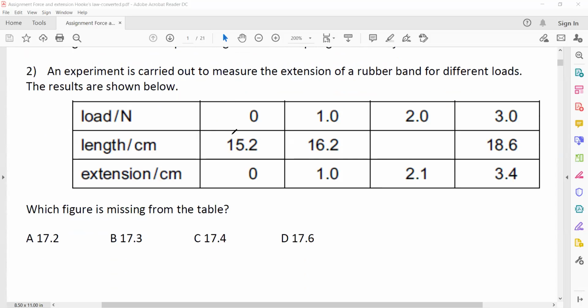When there is no load, the original length was 15.2. Extension means the change in length. When we add a load of 1 Newton, the length is 16.2. Extension means increase in length. If originally it was 15.2 and now it is 16.2, to find the extension we do 16.2 minus 15.2.